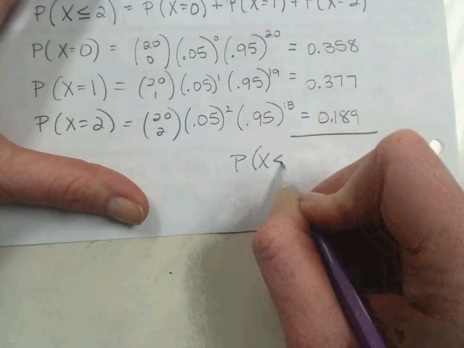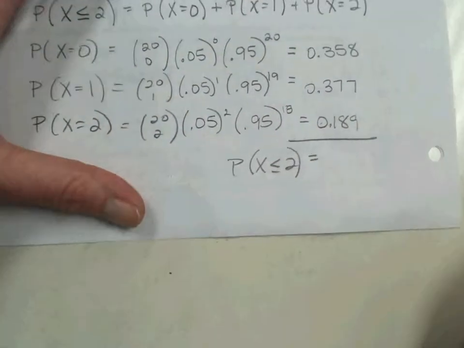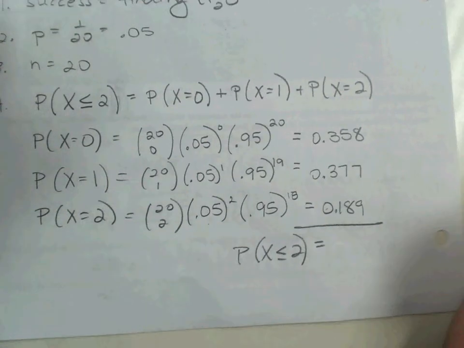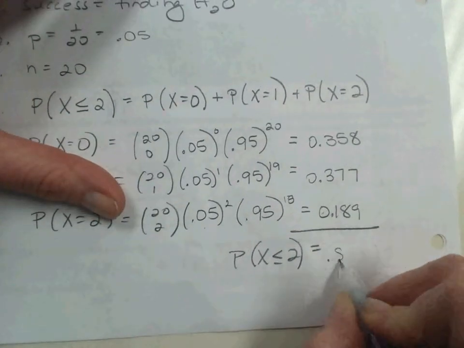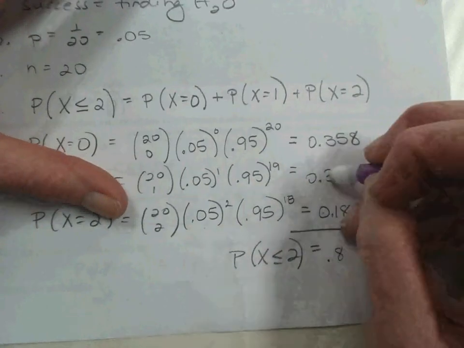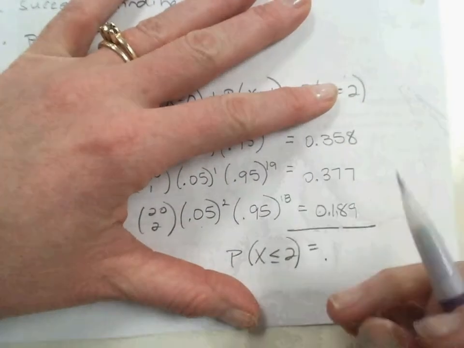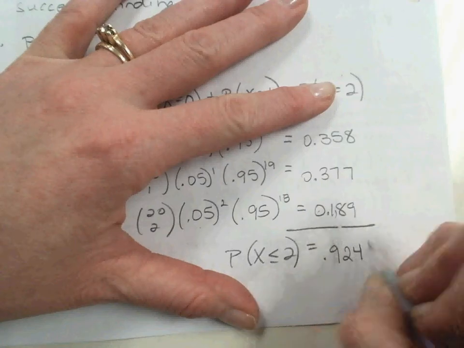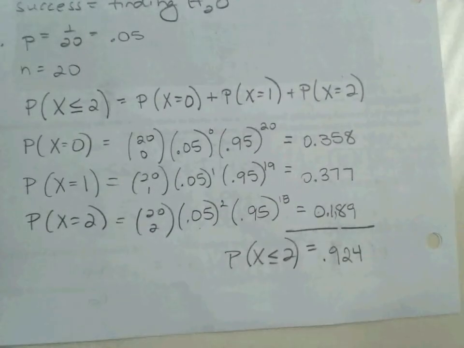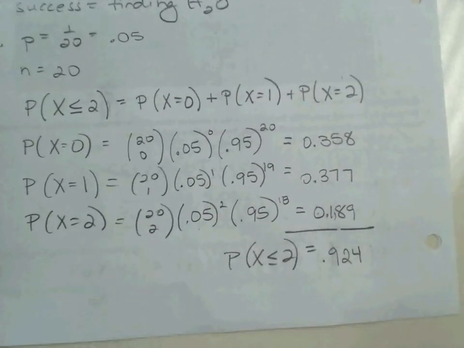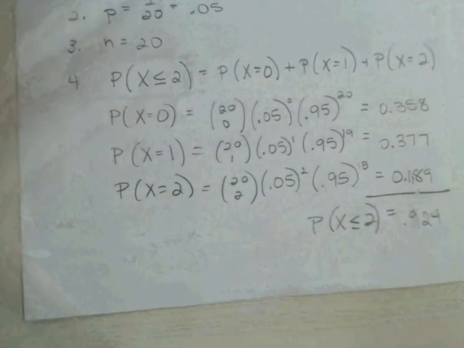So then, to find the probability that x is less than or equal to 2, we add those all up. All right, so there you go. The chances of finding water 2 or fewer times is pretty high.